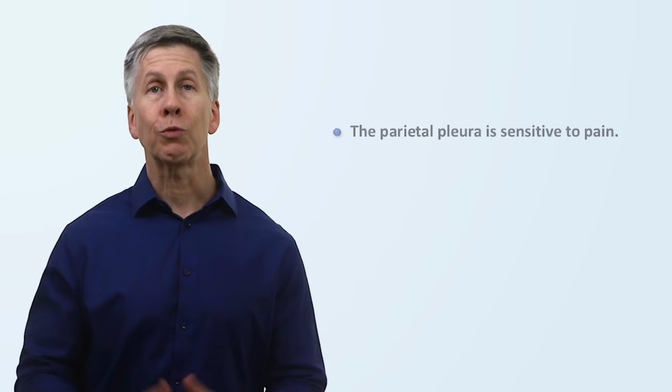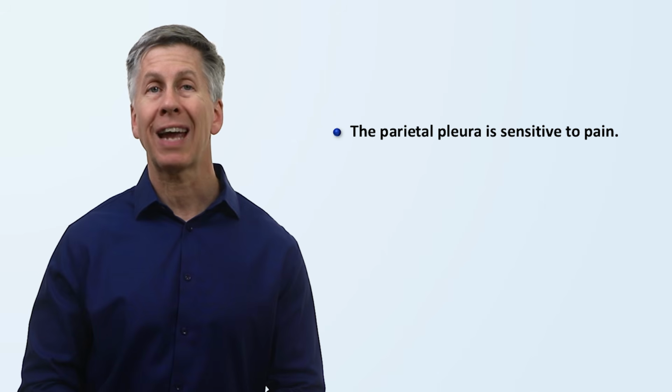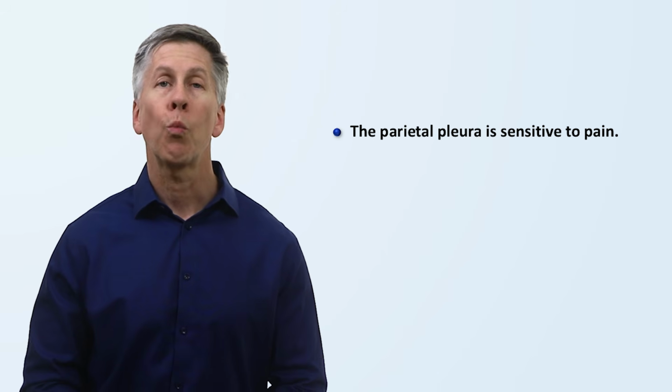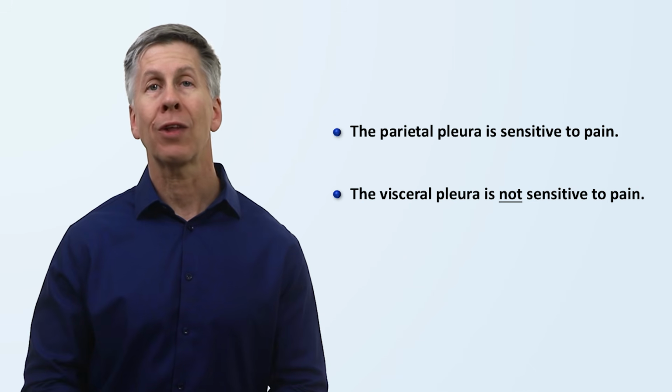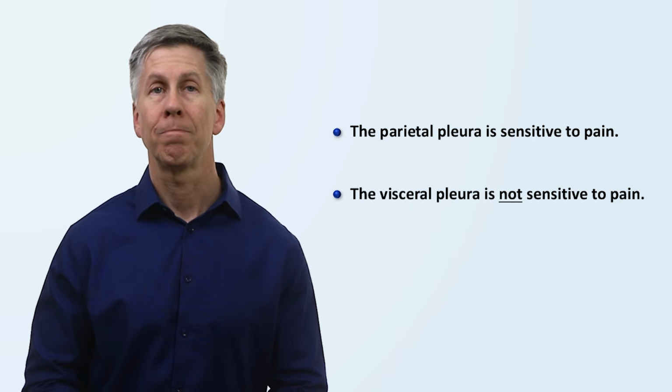The parietal pleura is richly innervated by somatic nerves and is highly sensitive to pain, while the visceral pleura is innervated by autonomic fibers and lacks pain sensitivity.